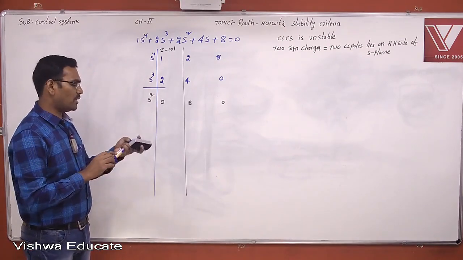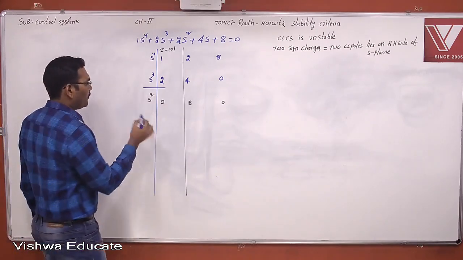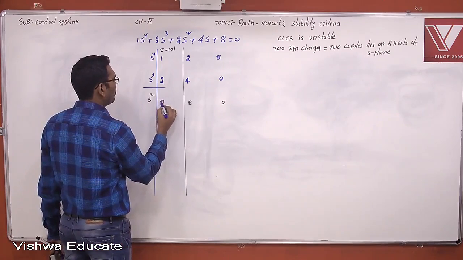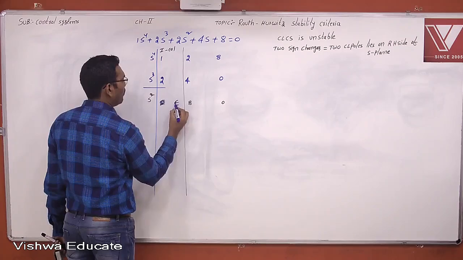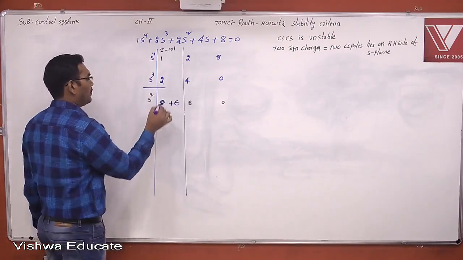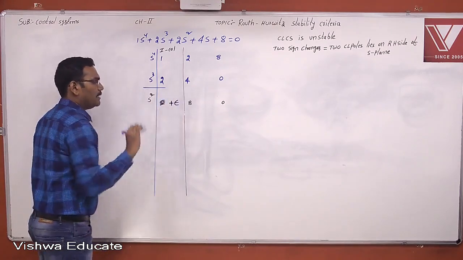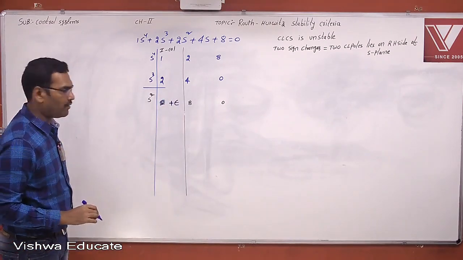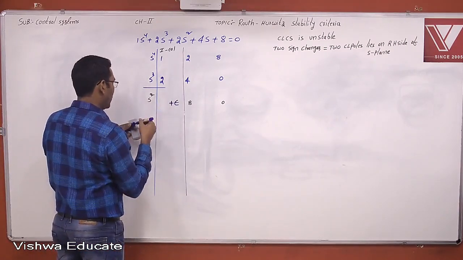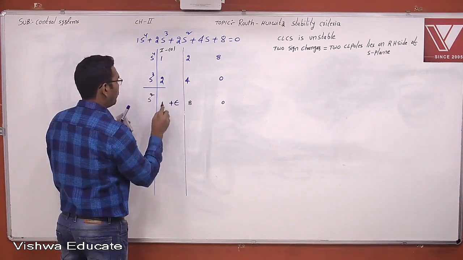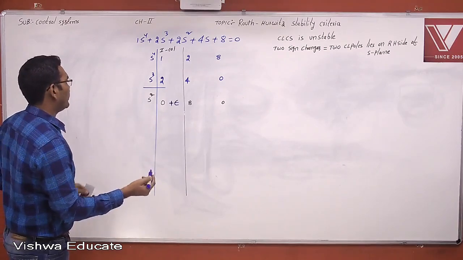Now, if one of the coefficients in the first column is 0, we have to find an alternate solution. If any one of the first column coefficients is 0, replace that 0 with the smallest possible positive constant epsilon and continue the RH tabular form.